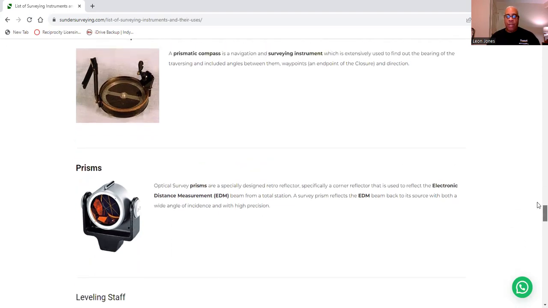Now, when we're out here surveying today, we use a prism. Let's call it an optical survey prism. Why? Because it's a specially designed retroreflector, specifically a corner reflector, that is used to reflect the electronic distance measurement beam from a total station. A survey prism reflects the EDM beam back to its source with both a wide angle of incidence and high precision. So when I'm running an electronic total station, I'm going to have somebody hold a prism out there. When I shoot that prism with the electronic total station, you'll see a red light. That light is really a beam hitting the prism and reflecting back to the total station, which gives you the distance.